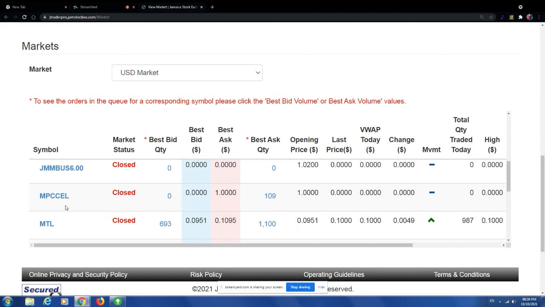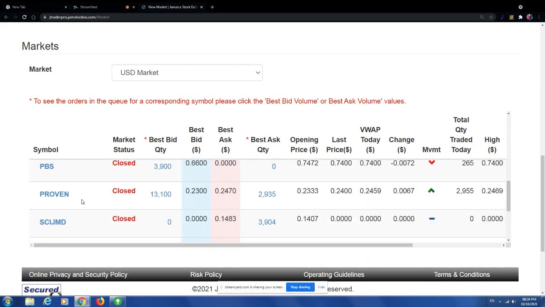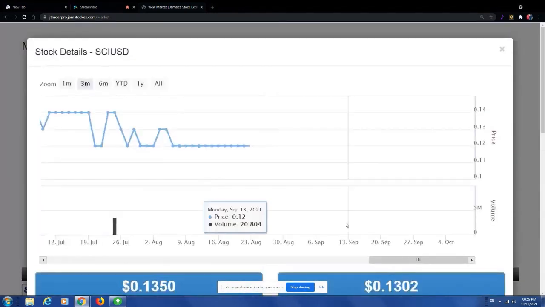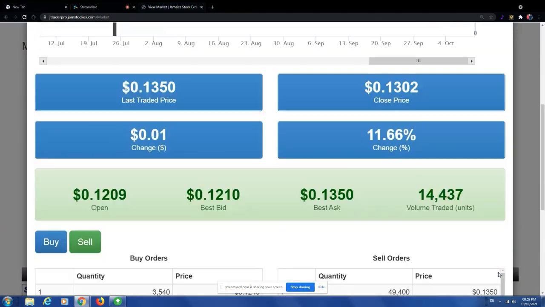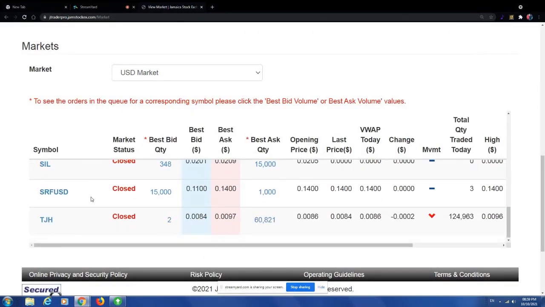This is MPC, Carbon Clean Energy, USD's US dollar stock. Margaritaville Turks, Productive Business Solutions, Proven Investments Limited, and for those who are confused right here, Cygnus Credit Limited had 2 classes of shares, but 4 different tickers on the JSE. I'm not going to get into the details of this right here, but for those wondering, SCI USD is one you should really be concerned about because it's one that's traded more, and the other ticker you're also seeing right there. Sterling Investments Limited, Cygnus Real Estate Finance USD, and Jamaica Highway USD.